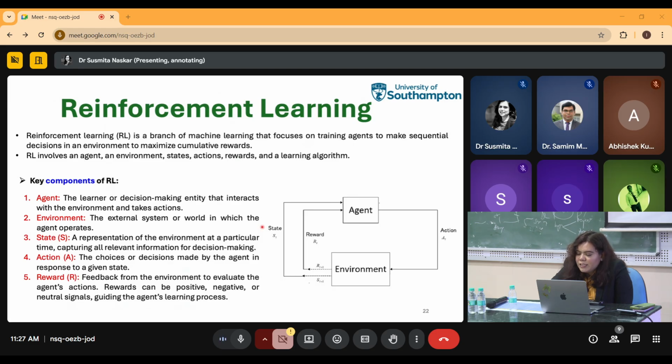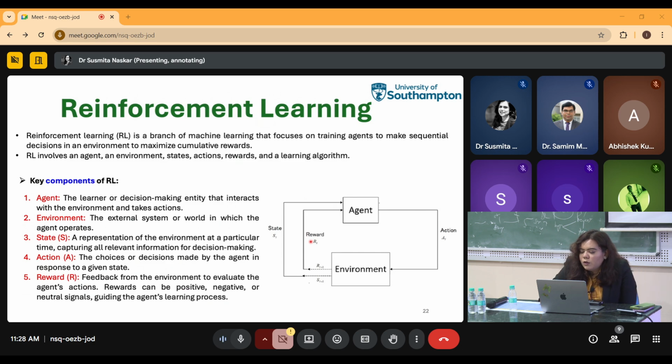So when the agent is interacting with the environment, the information the agent preserves at any point in time represents the current situation that we call the state, right? And then the choices available to the agent at each state: based on the state, it selects an action, right? And then the feedback signal, that means positive or negative, from the environment indicating how good or bad the action was, right?